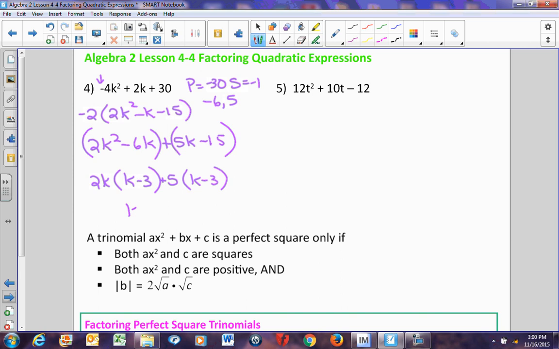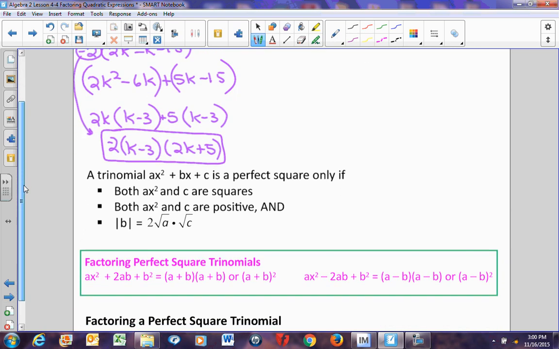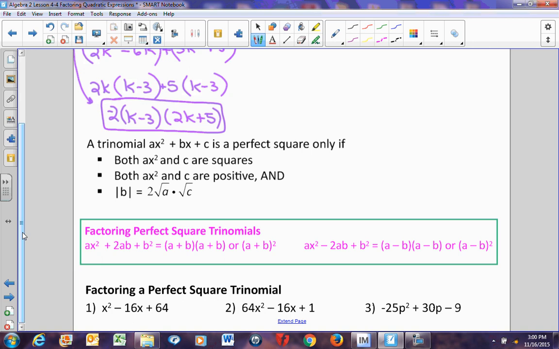So my common term is k minus 3. My leftover term is 2k plus 5. But I can't forget that I took out a negative 2 to begin with, so I need to take that negative 2 out at the end. So I have negative 2 parentheses k minus 3 parentheses 2k plus 5. All right, I'm going to skip number 5 so we can move on. You can do that on your own, and I expect you to do it on your own in your notes.